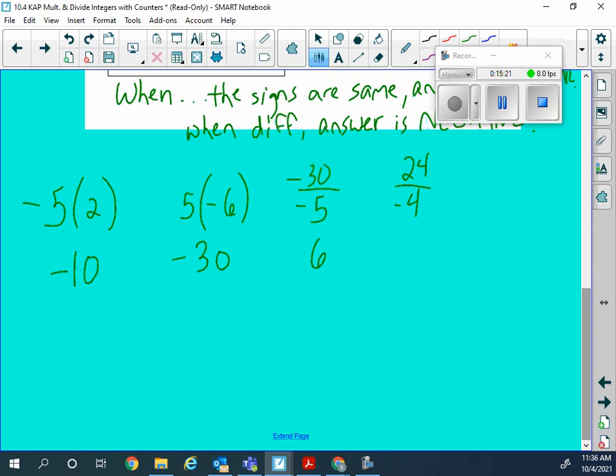24 divided by 4. 6. Sign same or different? Different. Do you see how that works? Yeah. Way, way easier, okay?